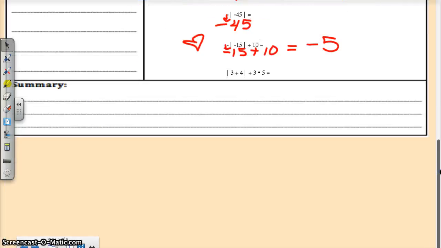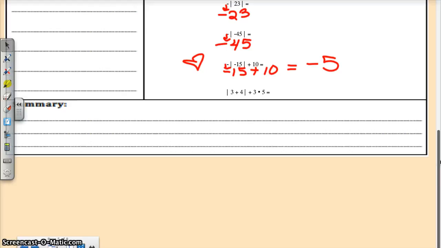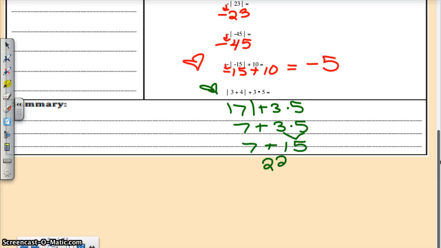Moving on, again, absolute value is a grouping symbol. I need to figure it out first. You always figure out absolute value first. This one here turns into the absolute value of 3 plus 4 is 7, plus 3 times 5. I'm not done figuring out the absolute value yet. How far away is 7 from 0? 7 plus 3 times 5. Order of ops tells me do this multiplication first. 7 plus 15, 22 is the final answer.